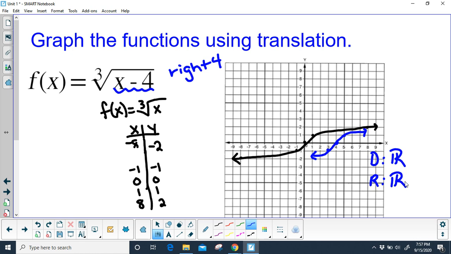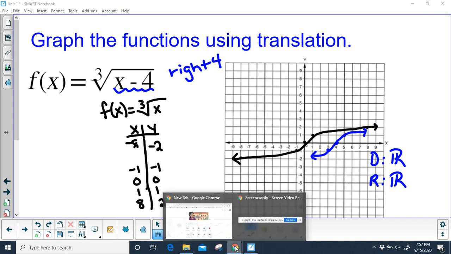Right, so study your parent functions. If you know what those look like, then you can graph a variety of functions just by using translations.